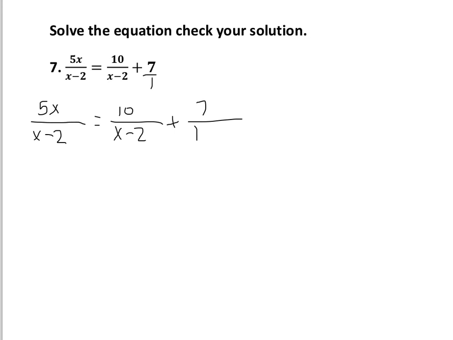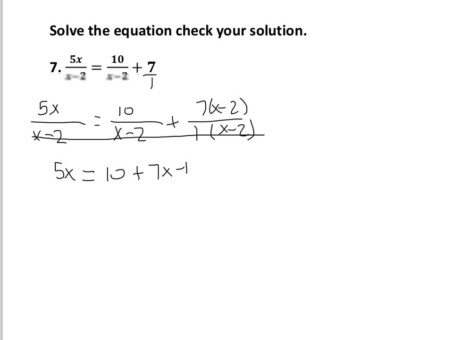First missing from the second, nope. First missing from the third, nope. The second, missing anything from here or here, nope. So the third's the only one missing. So you get x minus 2, x minus 2. Denominator is the same, get rid of it. 5x equals 10 plus 7x minus 14. Subtract the 7x. You get negative 2x equals negative 4. Divide by negative 2. So you get x equals 2.